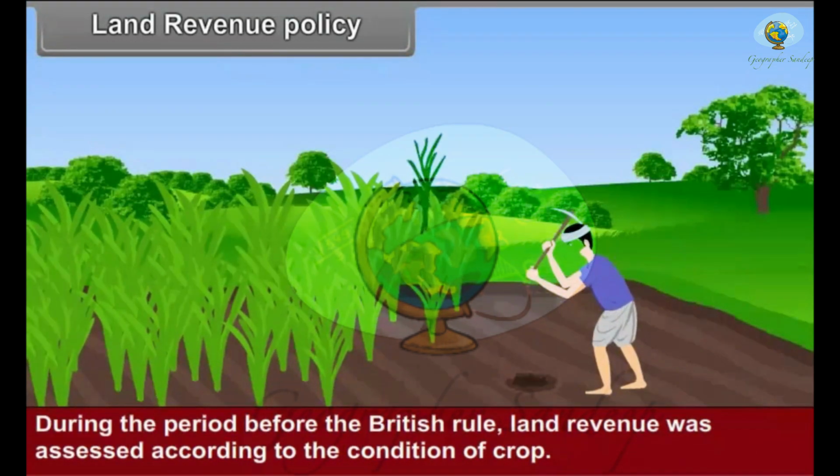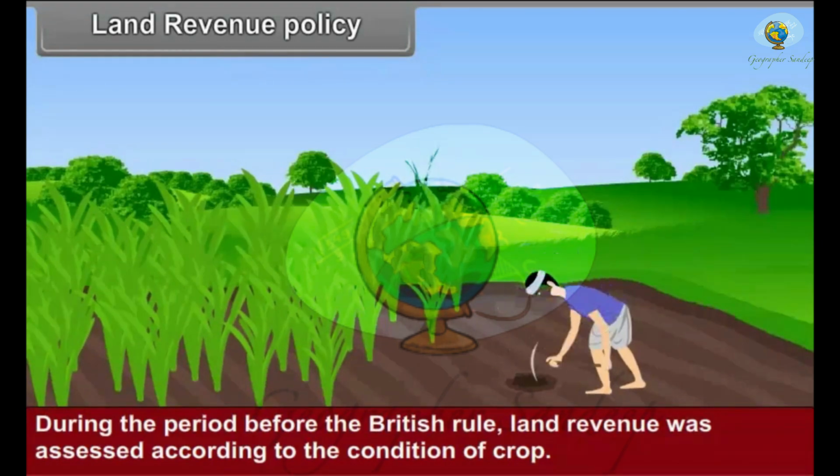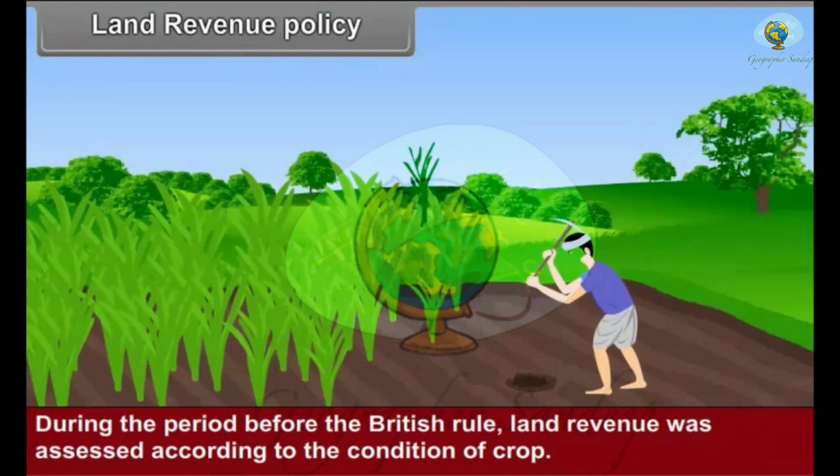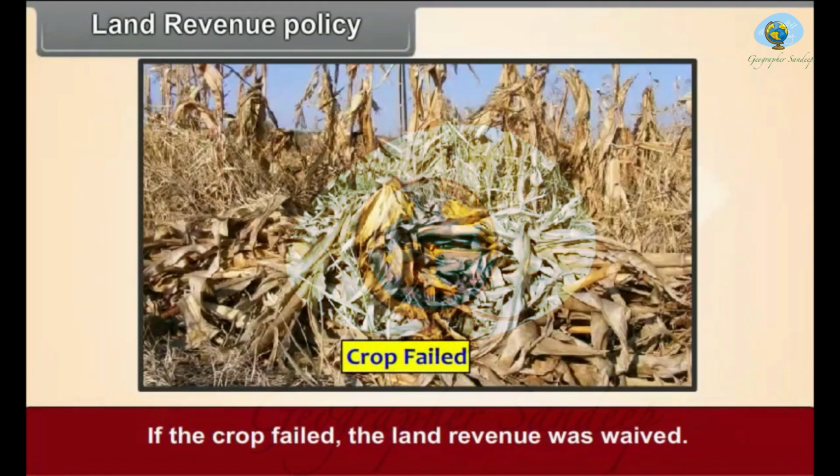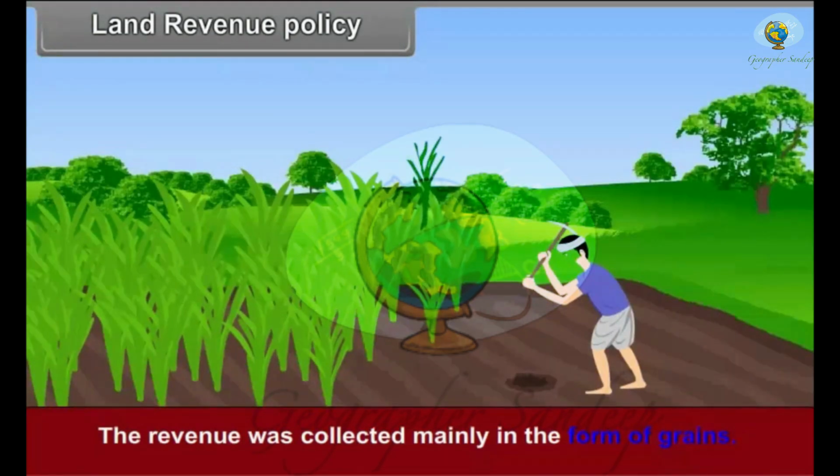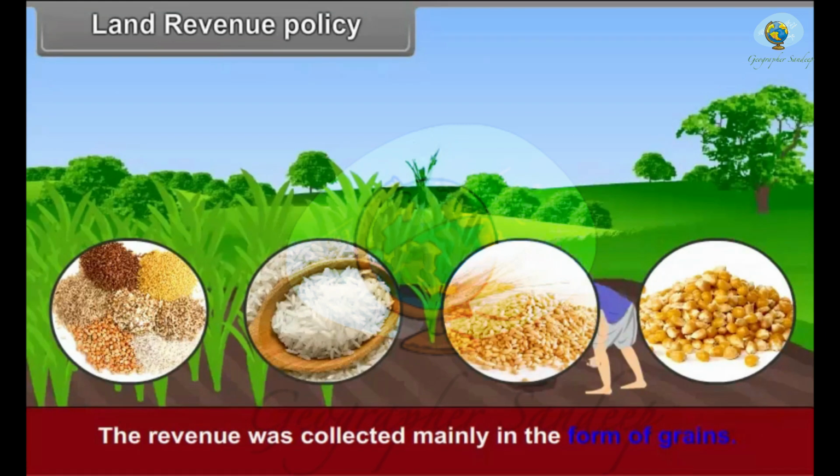During the period before the British rule, land revenue was assessed according to the condition of crop. If the crop failed, the land revenue was waived. The revenue was collected mainly in the form of grains.